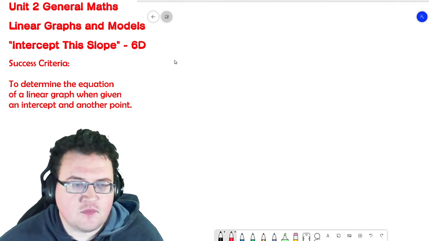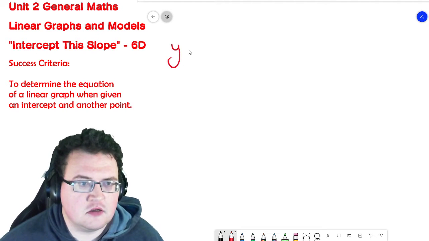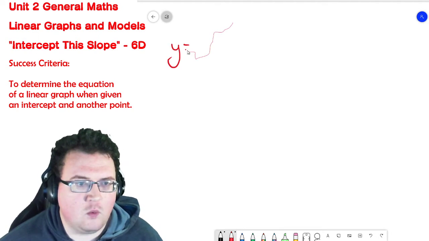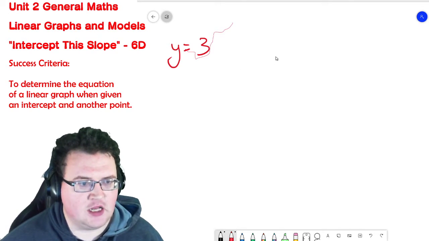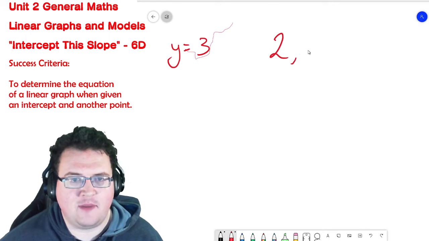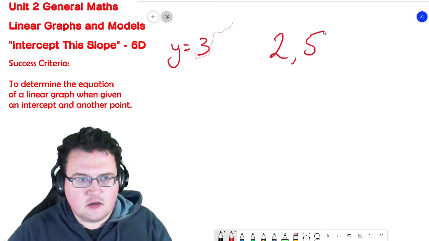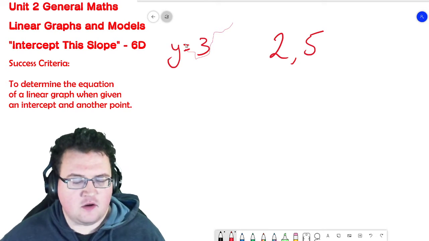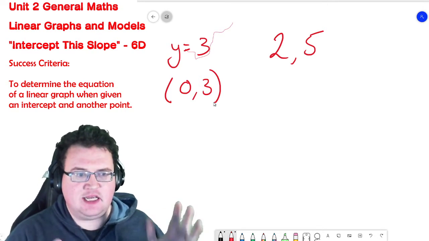If, for example, I tell you that there is an intercept at y equals 3, and there is another point on my line at 2, 5. So, I have an intercept at 3. And by the way, when I say y equals 3, the coordinate for that is 0, 3. Remember, the y-intercept is when x equals 0.